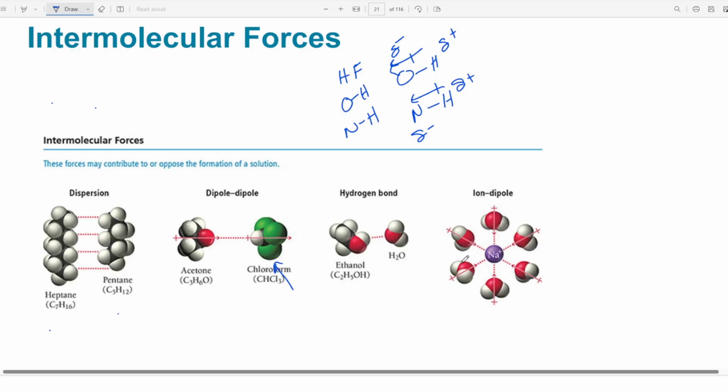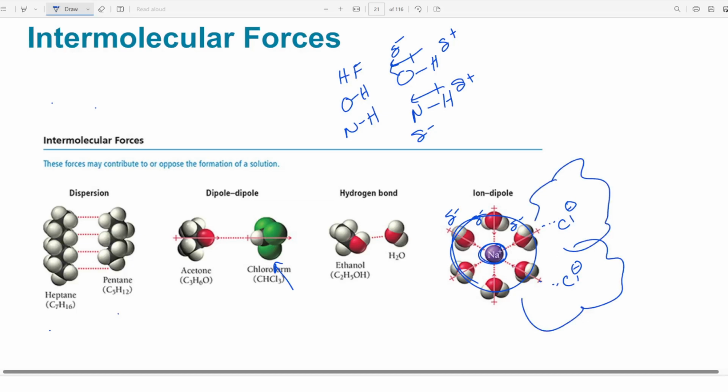Alright, the next is an ion-dipole type of interaction, and you see here that we have a sodium ion, which is positively charged, interacting with the partial negative end of the waters, like we just talked about. So we have this partial negative solvent shell around the sodium. And if we had its neighbor, the chloride could interact with the positive end of the water molecules, forming a network of solvent and solute ions.